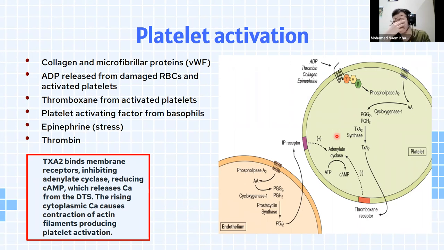Oh, you mean, okay, cAMP? Oh my God. Basically, when you reduce cyclic AMP, more calcium, okay?